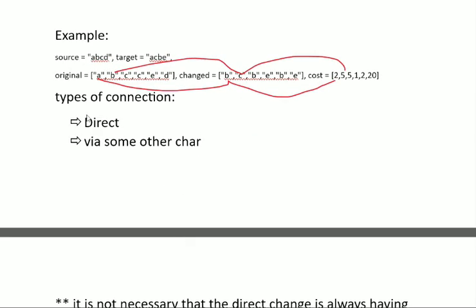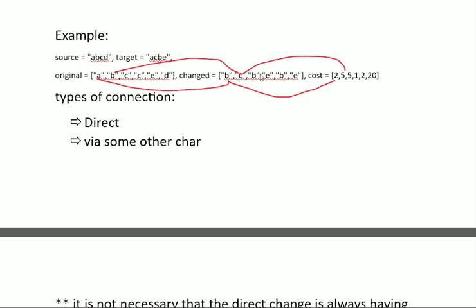If you see an example, we are given source as abcd and target as acbe, and the original array is abcced and changed array. So what these three arrays are showing: if we change from A to B, then the cost will be 2, right? If we change from B to C, then the cost will be 5. So there are two types of conversions that we can do. One is direct conversion, that is directly given to us. So A to B direct conversion, B to C direct conversion, C to B.